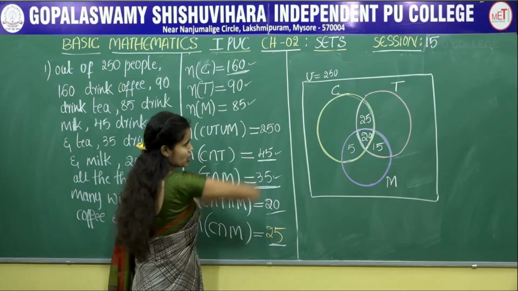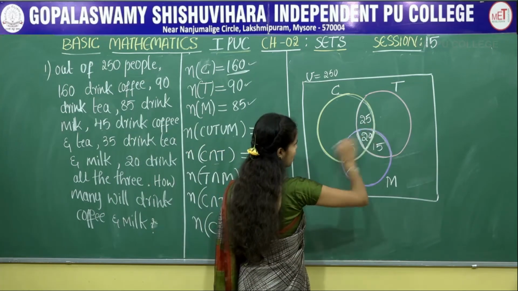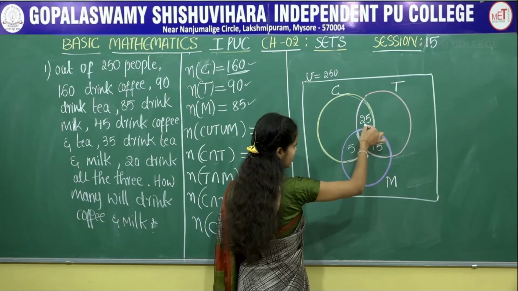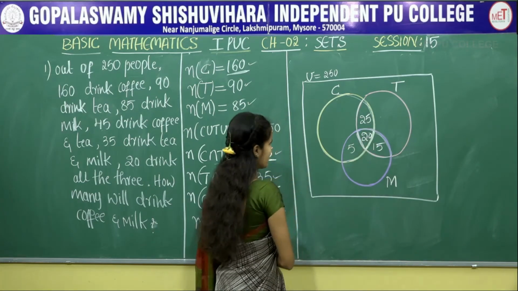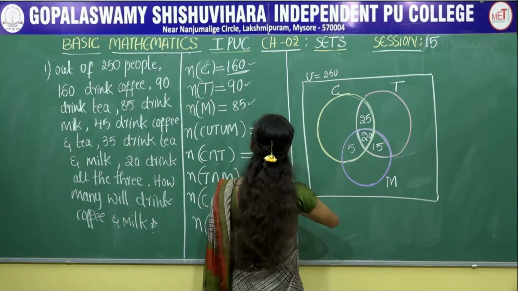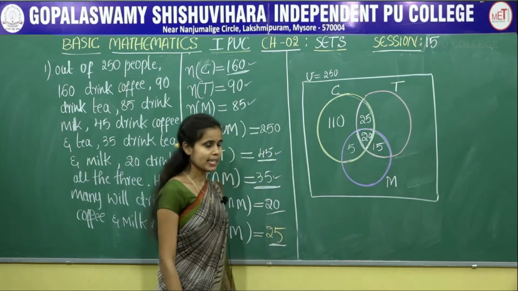So total 160 members are there in set C. Already we have written 25, 25, that is 25, 45, 50. We want 160, so remaining 110.